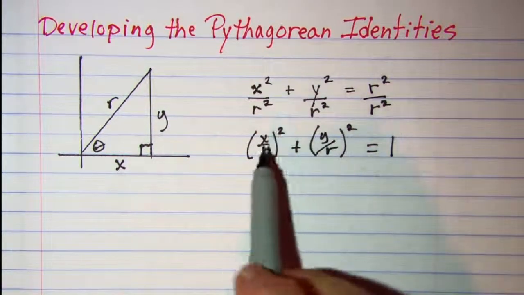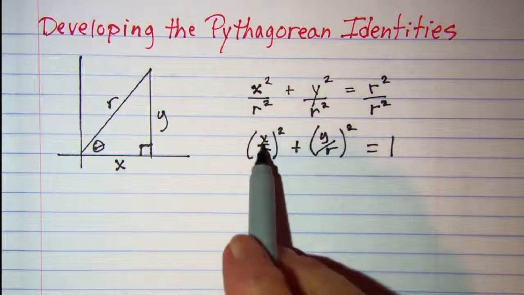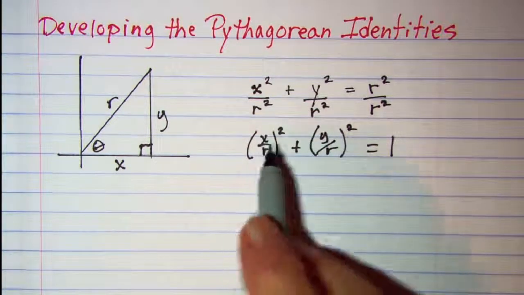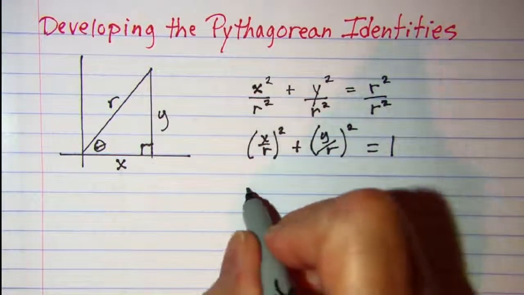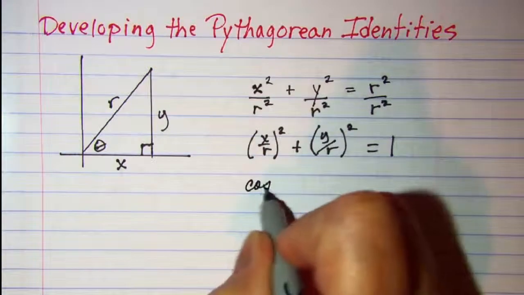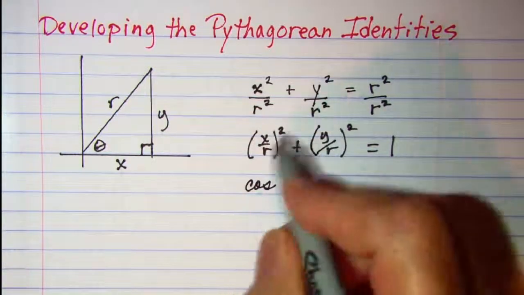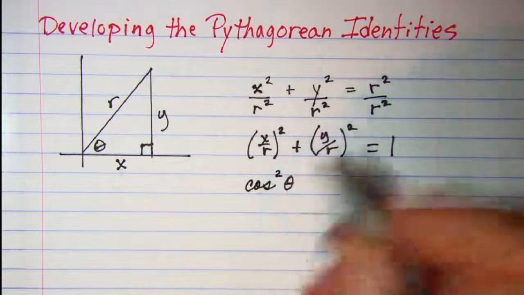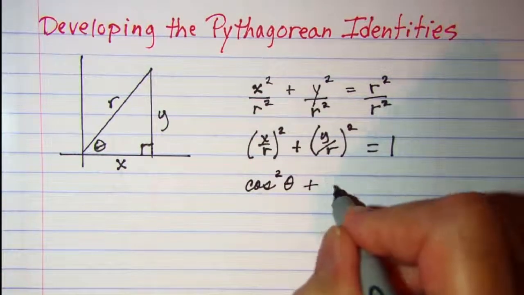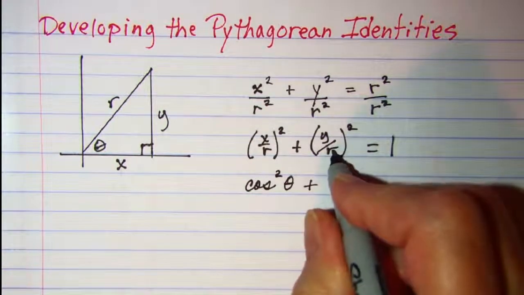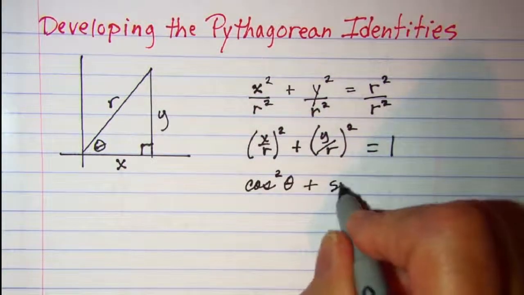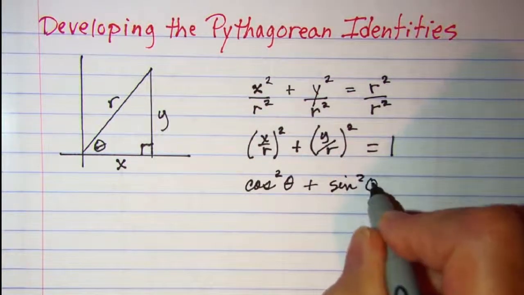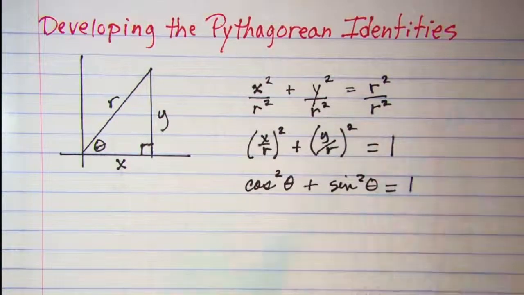Now we're able to sub in place of x over r. We know that this is cosine of theta, so this is cosine of theta, and that's squared. So cosine squared plus, and then y over r would be sine squared of theta equals 1.